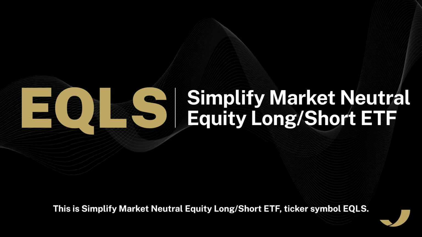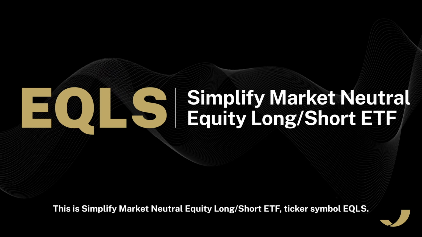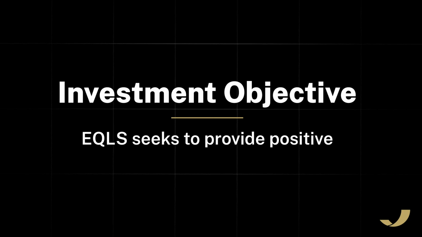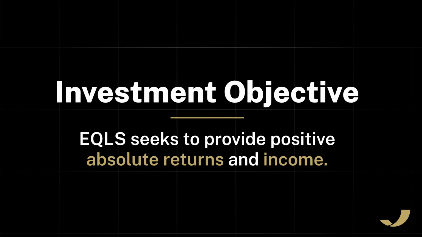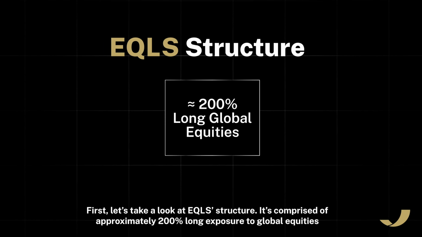This is the Simplify Market Neutral Equity Long Short ETF, ticker symbol EQLS. EQLS seeks to provide positive absolute returns and income. First, let's take a look at EQLS's structure.